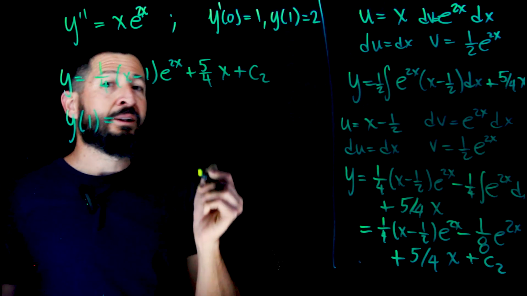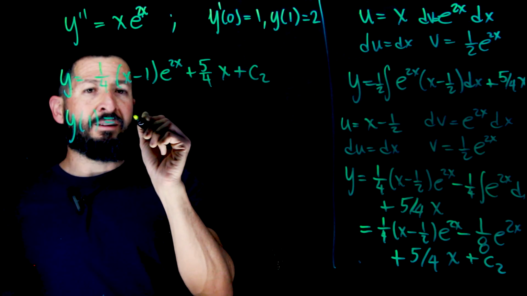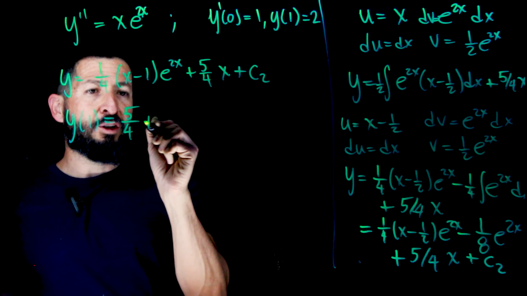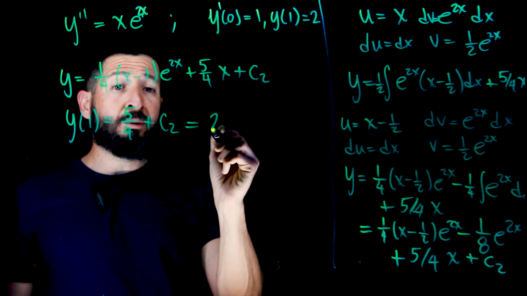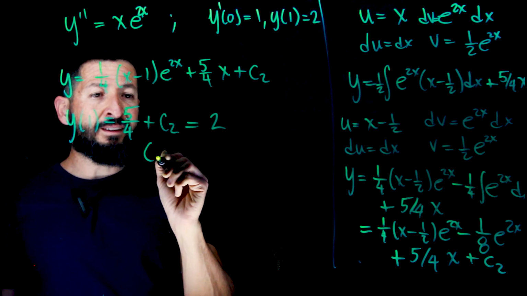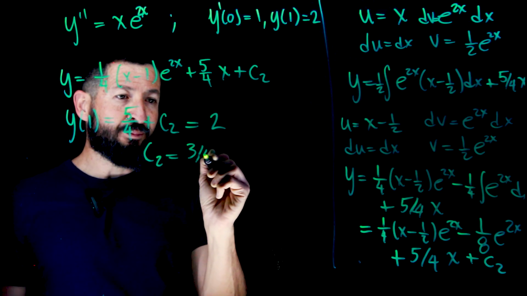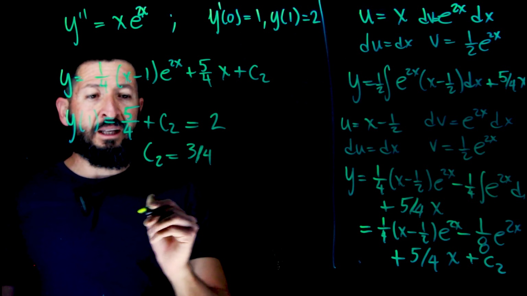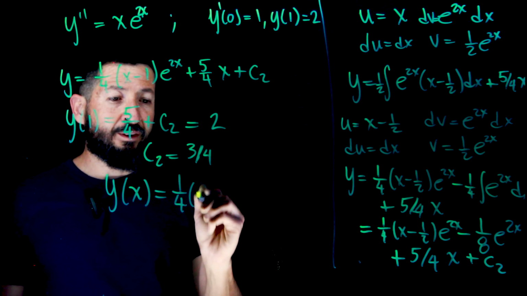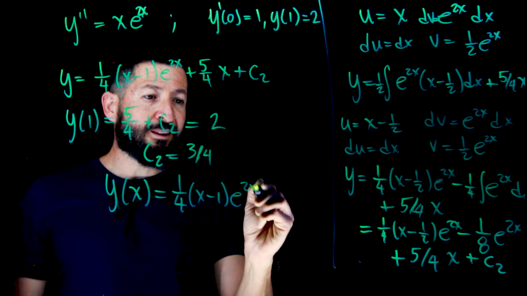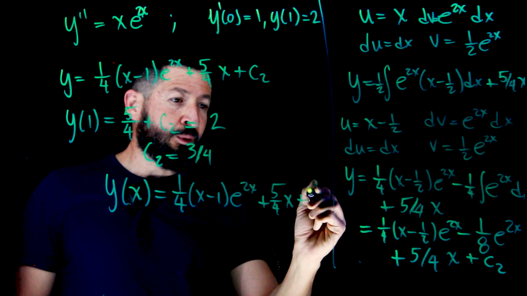And I'm going to use my initial condition. y of 1 is equal to 2. If I plug 1 here, this goes away. And then this one right here is going to be 5/4 plus c2. And now that should be equal to 2. So I'm going to subtract 5/4 on both sides, and c2 is going to be equal to 8/4 minus 5/4, which is 3/4. And so I can then write my solution y as a function of x as 1/4 of x minus 1 e to the 2x plus 5/4 x plus 3/4.